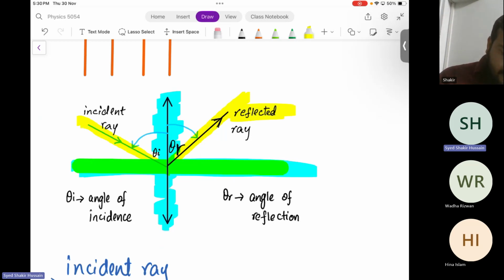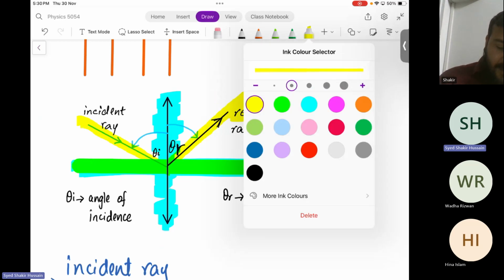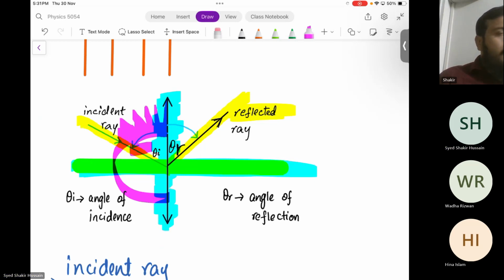The angle that this ray makes with the normal is called the angle of incidence. Remember that the angle of incidence is always measured from the normal, meaning you will put your protractor this way. This would be your 0, 5, 10, 15, 20, 30, and so on. And this is how you are going to measure the angle of incidence. All right.